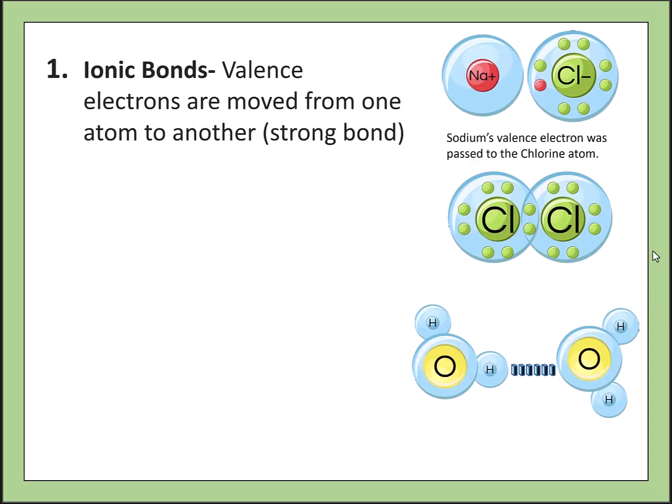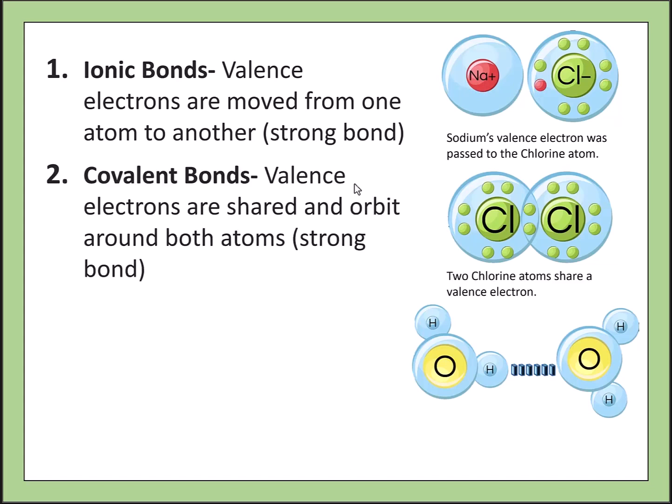In ionic bonds, valence electrons are moved from one atom to another. So here's an atom of chlorine and an atom of sodium, and this atom of sodium had 1 valence electron, or 1 electron in its outer energy level. It had several energy levels here, and that electron was passed from sodium to chlorine, and that is what creates an ionic bond. So anytime valence electrons are moved from one atom to another, those 2 atoms then become bonded strongly together.